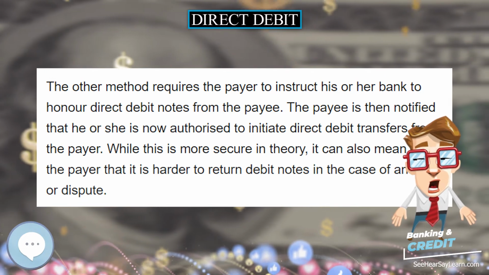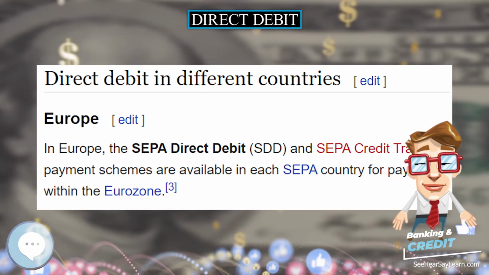Denmark. Direct debit is the preferred payment method for recurring household payments in Denmark.